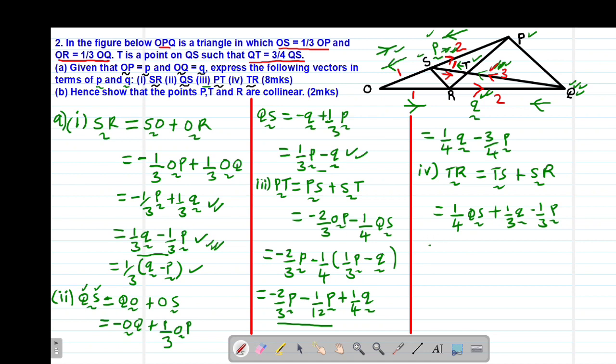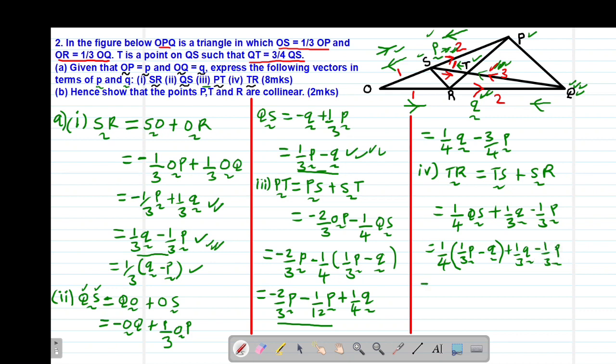So this will be a quarter into qs. I believe we have qs somewhere. Our vector qs is here. So this will be a quarter into qs, which was giving us a third vector p, then minus vector q. Then I'm going to add a third of q, then minus a third of p.